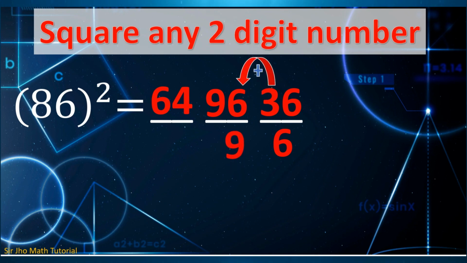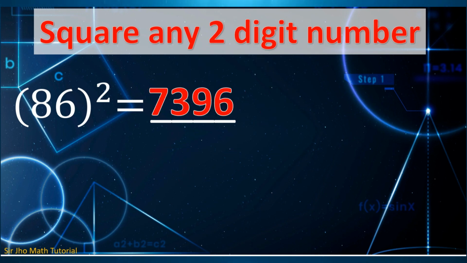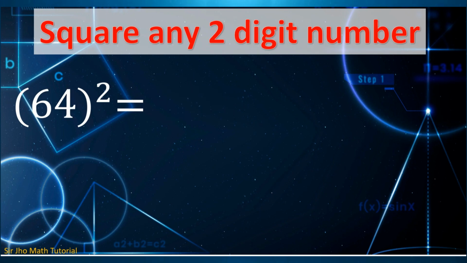Bring down 9, carry the 9 to 64. 64 plus 9 is equal to 73. So 86 squared is equal to 7,396. And that's the answer.